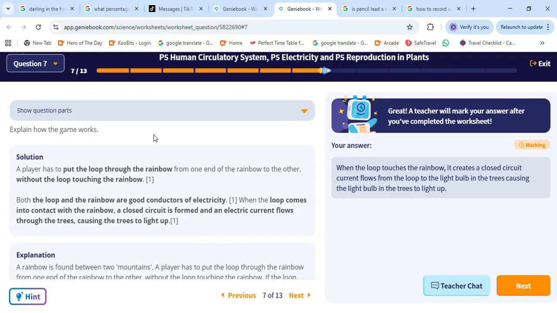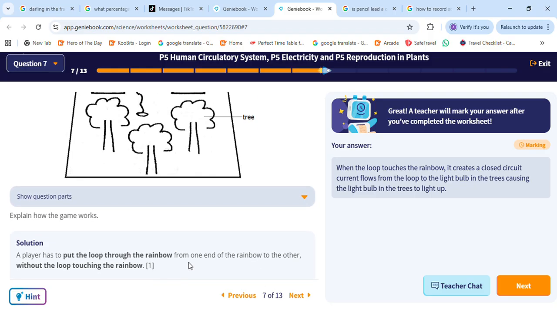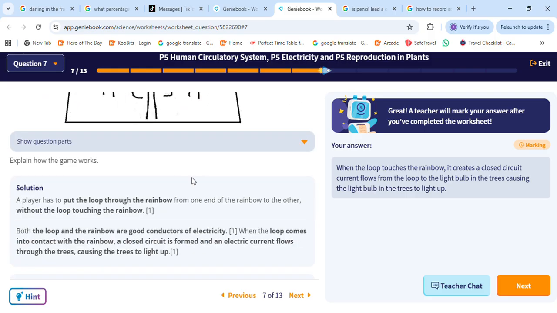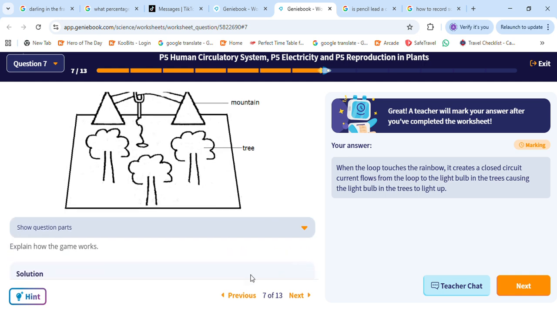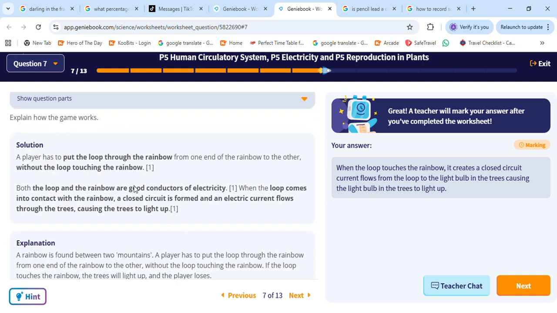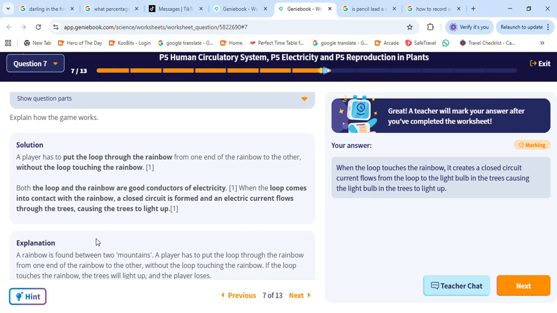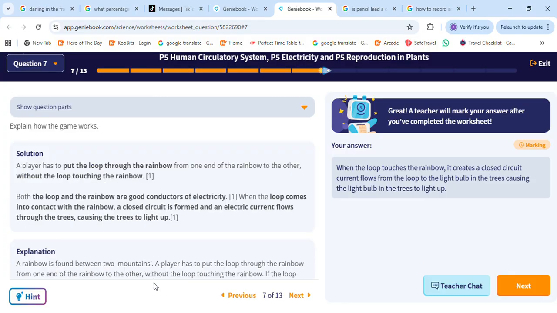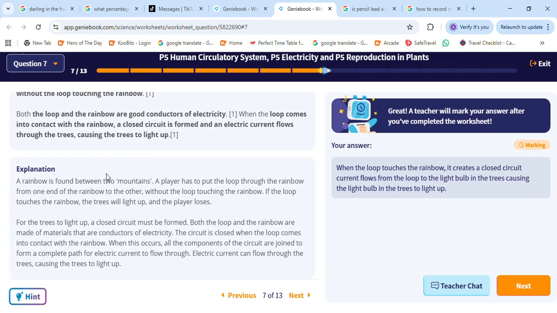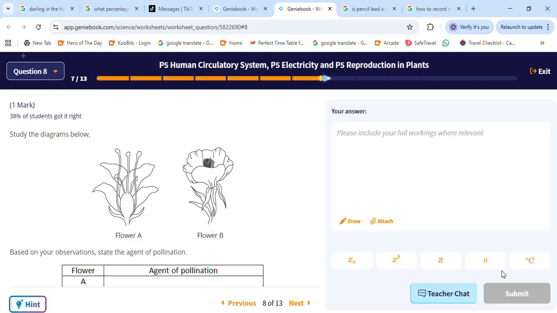Okay. 1, 2, 3. Without the loop touching the rainbow. The rainbow closed circuits form the electric. Well, technically it did get 1 mark. So you're first supposed to explain the generosity of the game. You gotta explain the loop going through the mountain, which is this. And you have to say that they're both good conductors of electricity, because there'll be no use yapping about this if both are rubber or something and it just doesn't work, you know. Yeah, I'm cooked for science, man. I'm not winning this. Okay.